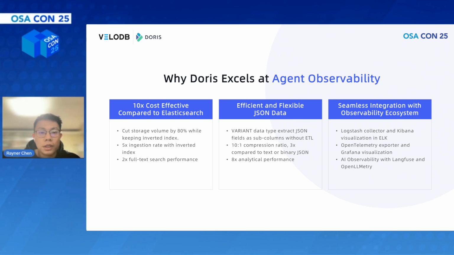So Doris also excels at agent observability. First is cost efficiency, cost effectiveness. We are 10 times more cost effective compared to Elasticsearch. And crucially, we cut storage volume by up to 80% while keeping the inverted index, leading to 5 times the ingestion rate and 2 times the full text search performance.